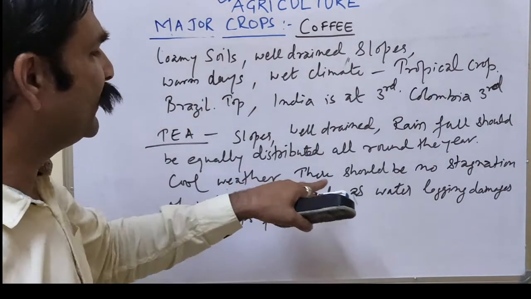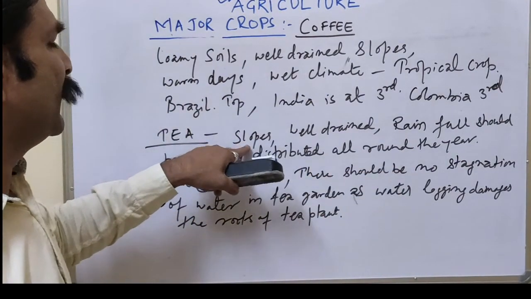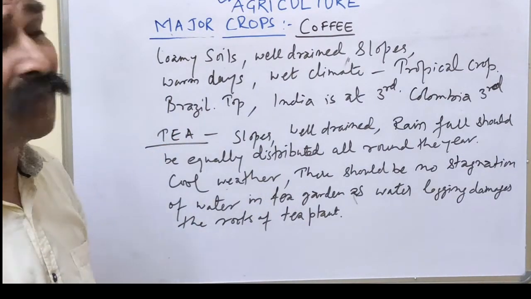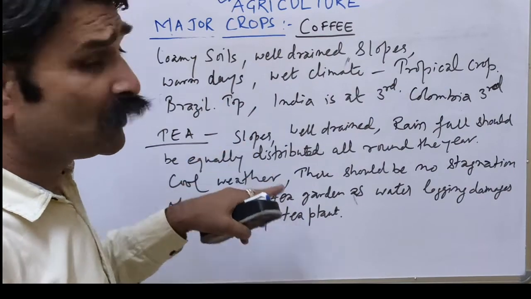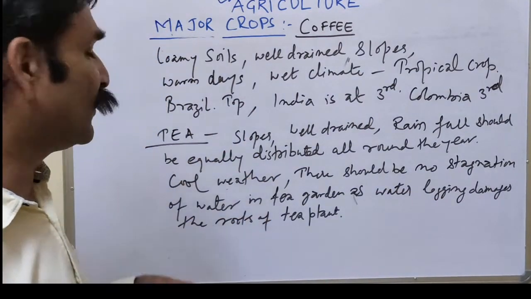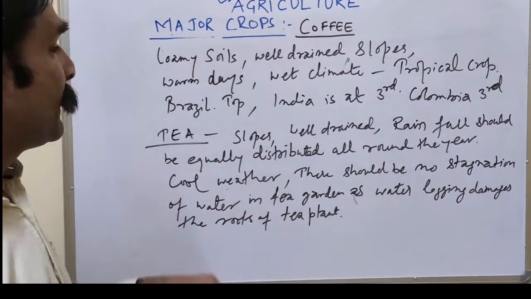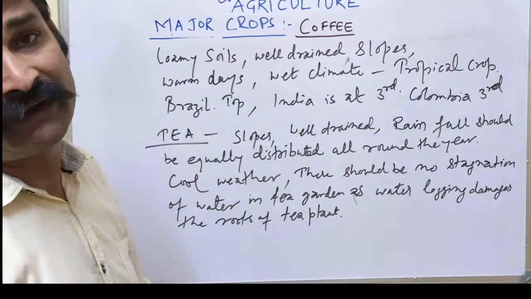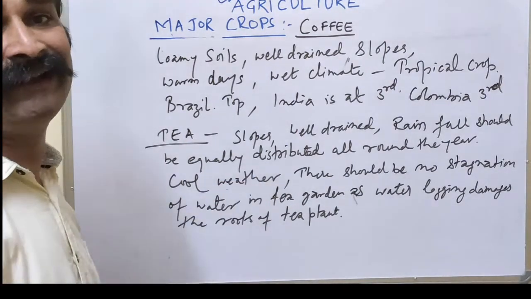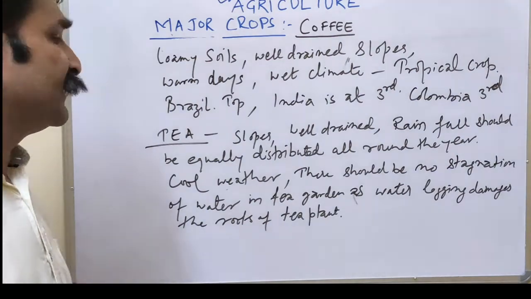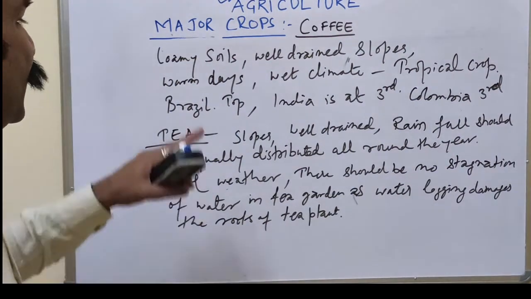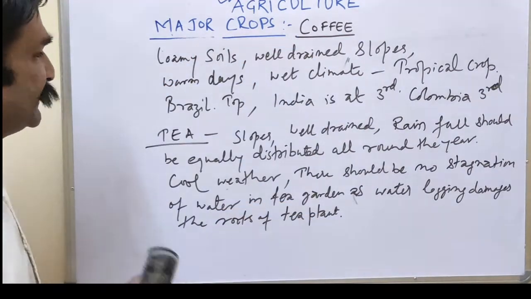Okay, why we told you that the cultivation of tea requires slopes is because in slopes there is no water logging or stagnation of water, and when this stagnation or water logging takes place, it damages the roots of the tea plant and the crop is damaged completely.